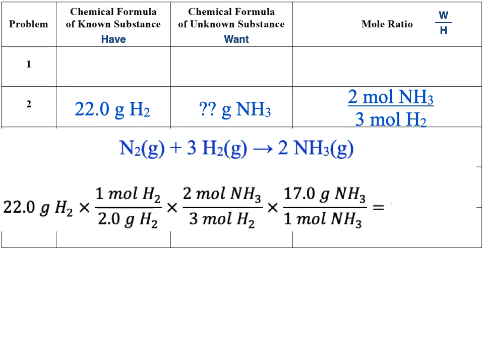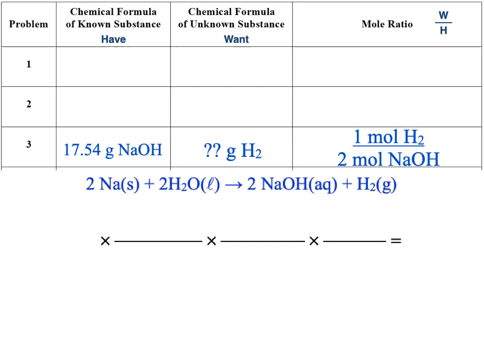And as you cross them out, you'll see that the grams of hydrogen cancel, the moles of hydrogen cancel, the moles of ammonia cancel. You're left with grams of ammonia. But what will reduce is the 2 in 2 moles of ammonia with the 2 in 2.0 grams of H2. So 2 over 2 is 1. So I'm just going to cross those off so I don't have to do as much math. So my math now is 22.0 times 17 divided by 3. And to 3 significant digits, my answer is 125 grams of ammonia.